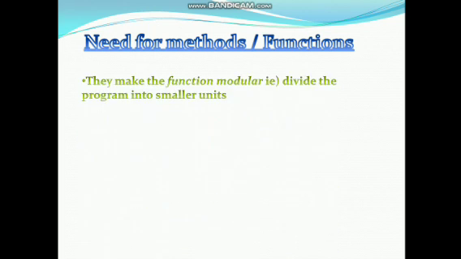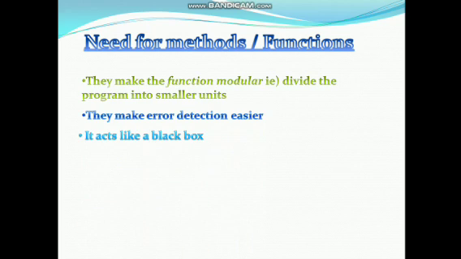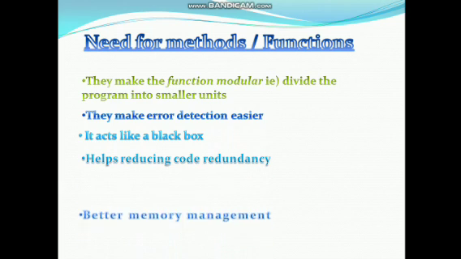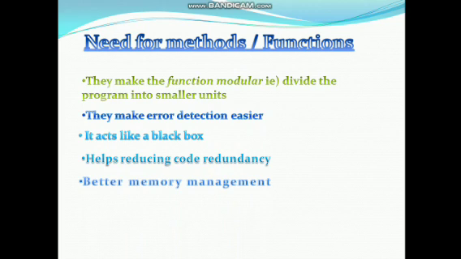Next, need of methods or functions. There were 7 points. So first point was they make the function modular, that is divide the program into smaller units. Second point was they make the error detection easier. Next point, it acts like a black box. Next point, it helps reducing code redundancy. Next point, better memory management. Next point, can be easily updated. And the last point, it provides scalability.